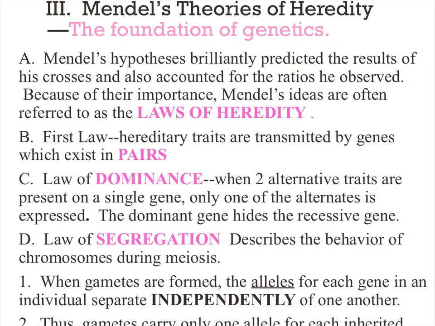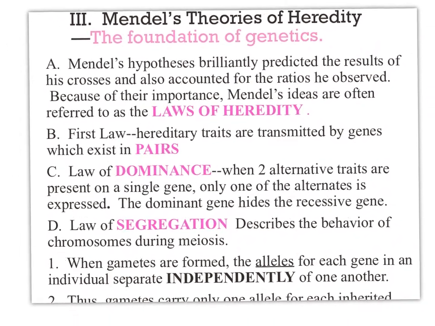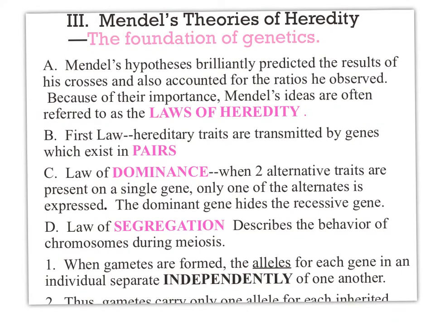Okay, so getting into Mendel's theories and laws on heredity. Some of these are called laws because we can prove them. The first one we're going to talk about is the law of dominance. We've already mentioned it. That's basically saying that you have dominant genes and recessive genes, and the dominant will hide the recessive. That's if you have two contrasting or alternative traits.